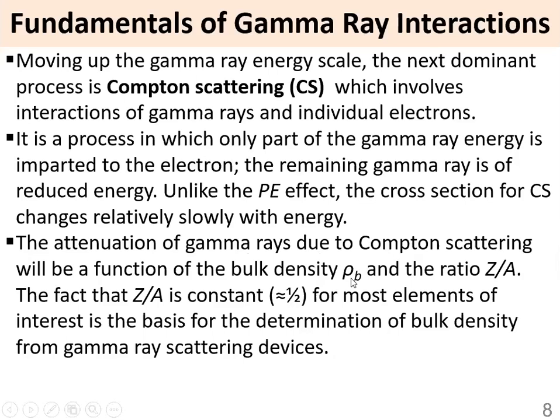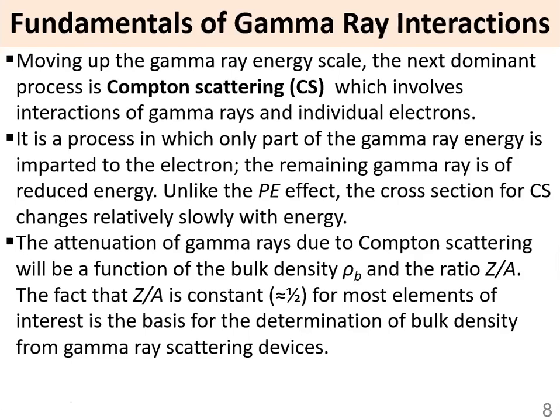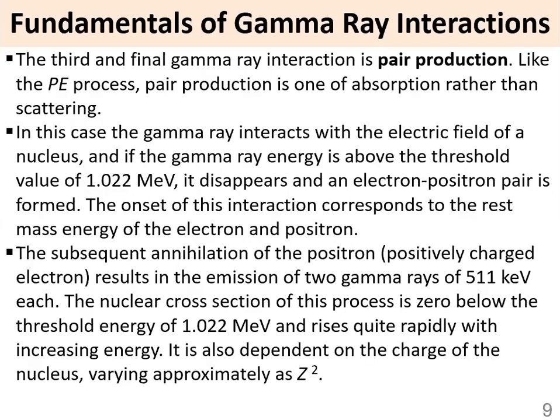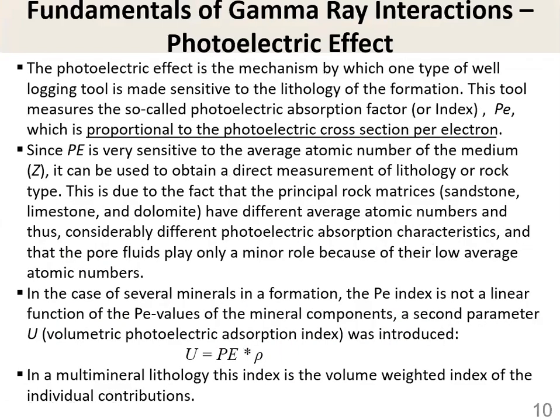If I go back briefly, I'll make reference to this. So you might wonder, just before I stop this: the attenuation of gamma rays due to Compton scattering will be a function of the bulk density and the ratio of Z to A. Let me confirm what Z to A is all about. Z is atomic number, while A is atomic mass.